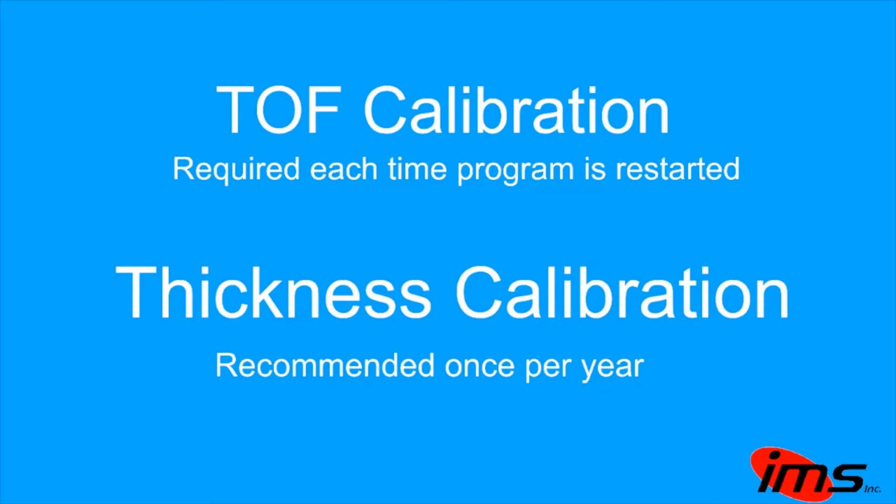I want to talk about the calibration procedures used for the iETEK. There are two calibration procedures. One is a TOF calibration, or time of flight calibration, and this is required each time the program is restarted. The second calibration is a thickness calibration that uses two of the metal calibration blocks, and we recommend that this really only needs to be done once a year.